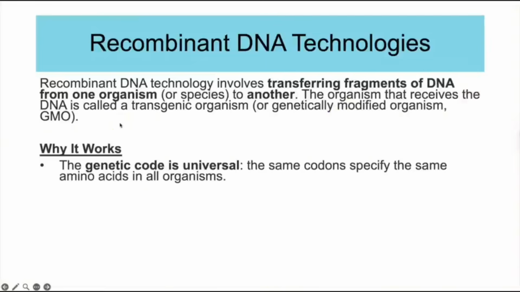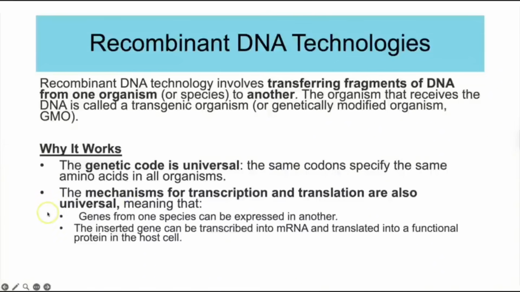The reason it's possible links back to topic 4. The genetic code is universal, which means the same codons on mRNA will code for the same amino acids in all organisms. And that's why you can take the DNA from one species, put it into the DNA of a different species, and it will still code for exactly the same sequence of amino acids and make that protein. Now, as well as that, it also works because transcription and translation are universal as well.